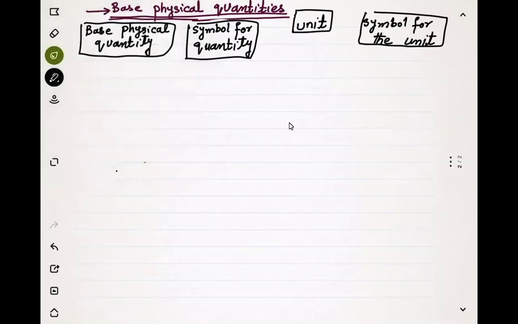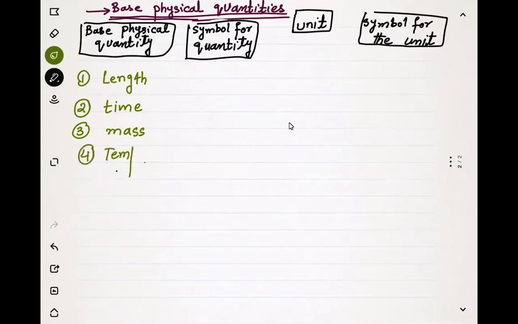So the first quantity is length. The second base quantity is time. Order is not important. There are 7 quantities in total. The third one, I would say, is mass. The fourth one, I would say, is temperature. The fifth one is current.